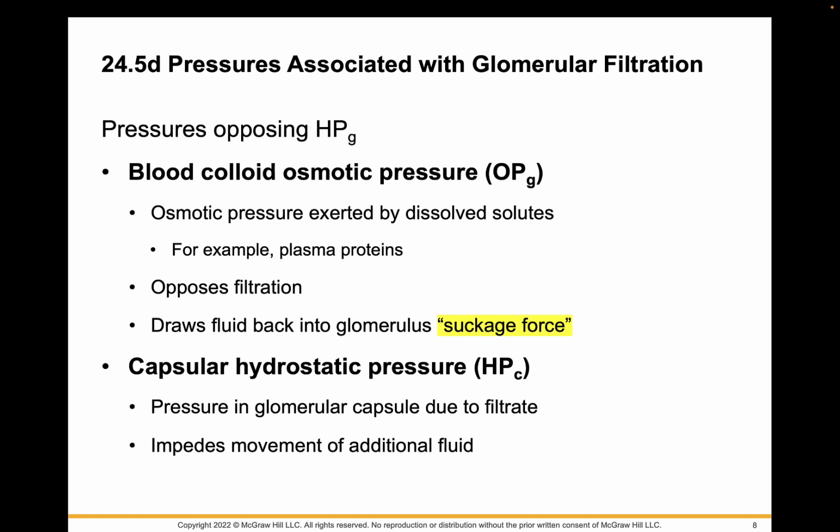So let's take a deeper look at these pressures. As noted previously, we have the blood colloid osmotic pressure or oncotic pressure. Remember, this is the osmotic pressure that's exerted by dissolved solutes. The biggest player is going to be plasma proteins. And remember, we want to think of proteins as non-permeating solute. And keep in mind that this is opposing filtration. So this is going to draw fluid back into the glomerulus, and I've referred to this previously as a suckage force.